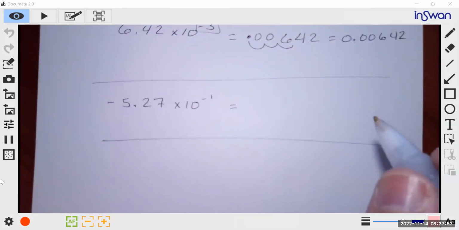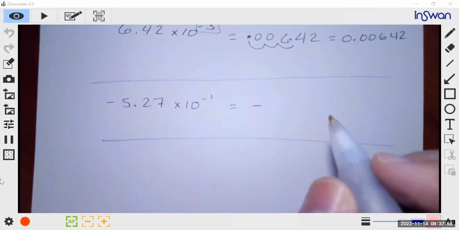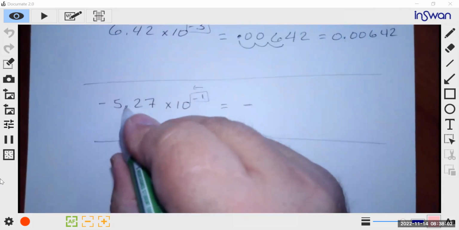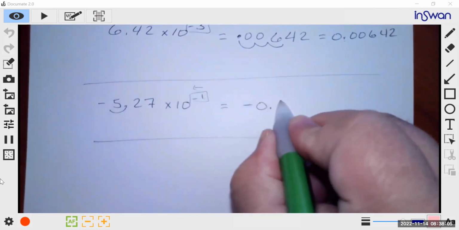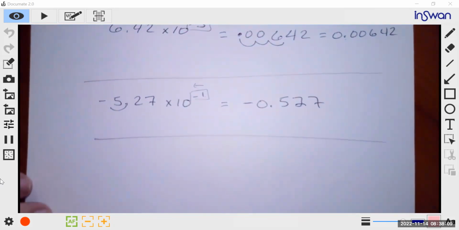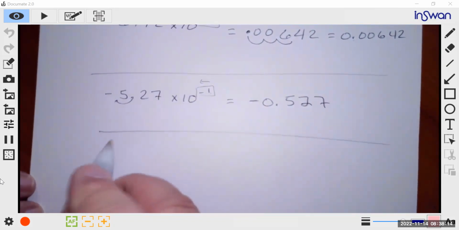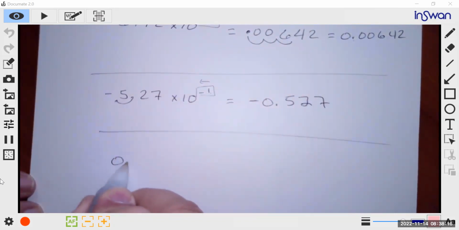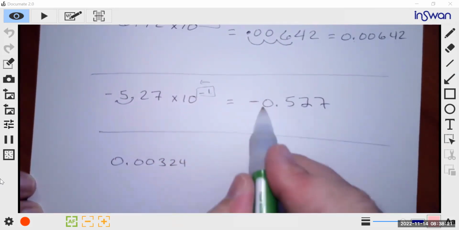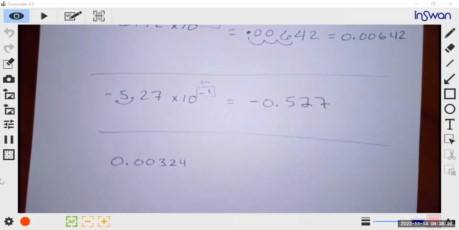Is the number positive or negative? Stays negative. Which direction does the decimal move? Left 1 space. So one space, so it's negative 0.527. So all it does is move one space to the left. Well, it's not just the zero, this is one number. It's 0.527. It's one number, so yes.